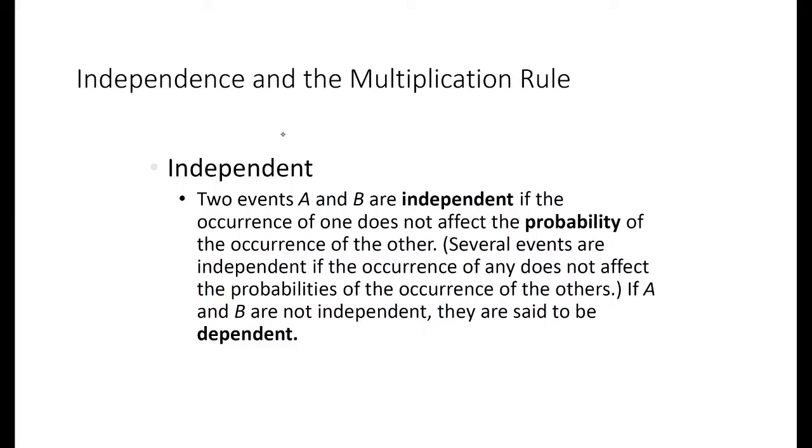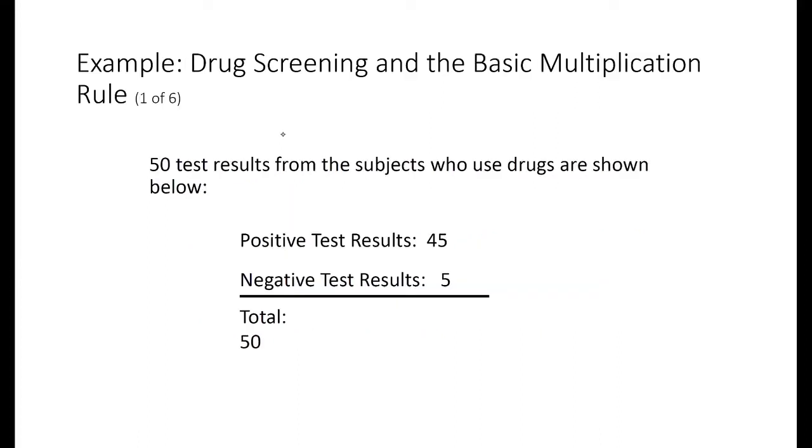That's why, for the first toss and the second toss, we can assume that they are independent events. Two events A and B are independent if the occurrence of one does not affect the probability of the occurrence of the other. Several events are independent if the occurrence of any does not affect the probabilities of occurrence of the others. If A and B are not independent, they are said to be dependent. So let's see one example.